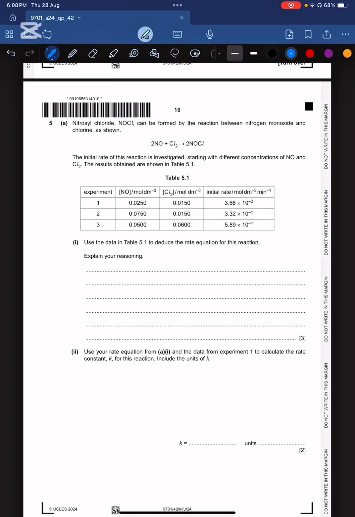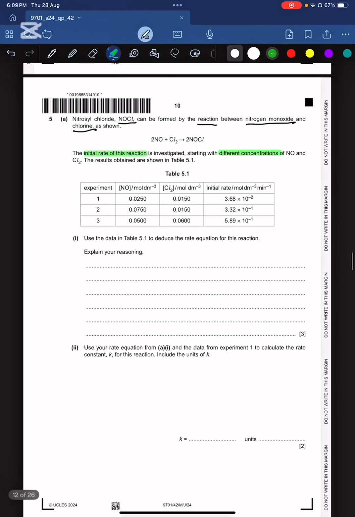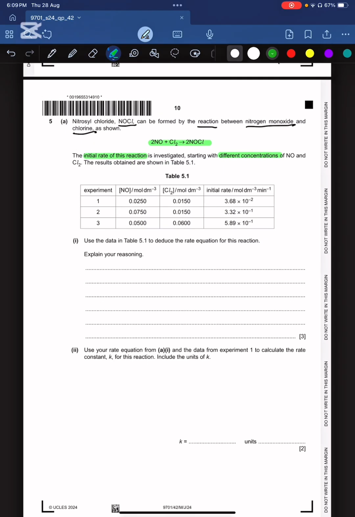Next question is from reaction kinetics. This should be very, very easy. Nitrosyl chloride NOCl can be formed by the reaction between nitrogen monoxide and chlorine. Always highlight the main points so that when you read the question, you only read the highlighted parts. Now, it's talking about the initial rate of the reaction, investigated starting with different concentrations of NO and Cl2. The results obtained are shown in table 5.1. This is the reaction which occurs.